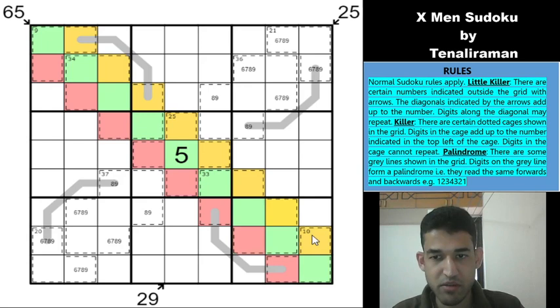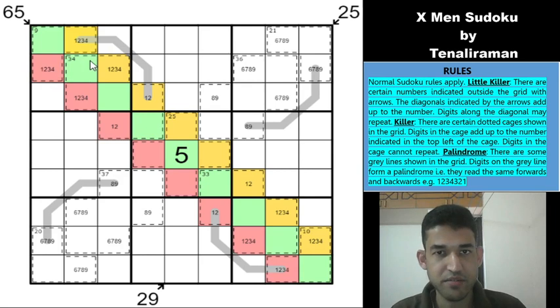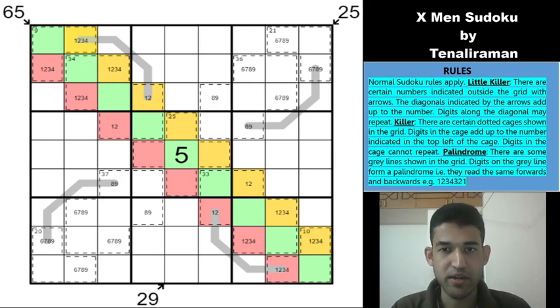So these cells will be 1, 2, 3, 4, then 1, 2, 3, 4, then 1, 2, 3, 4. This will be 1 and 2. This will be 1 and 2. This will be 1, 2, 3, 4, 1, 2, 3, 4, and 1, 2, 3, and 4. I think I'm facing a slight lag when I'm writing the digits, guys. I hope it is not too much of an inconvenience.